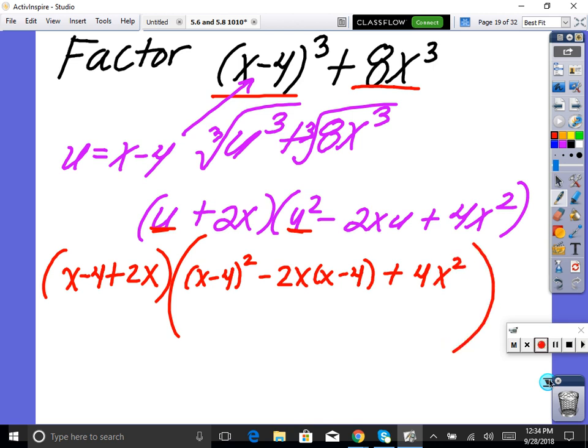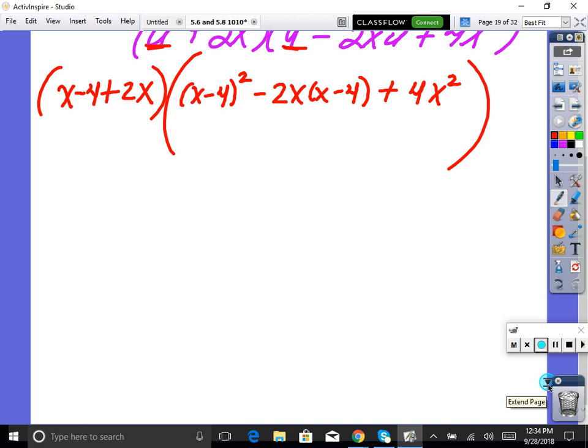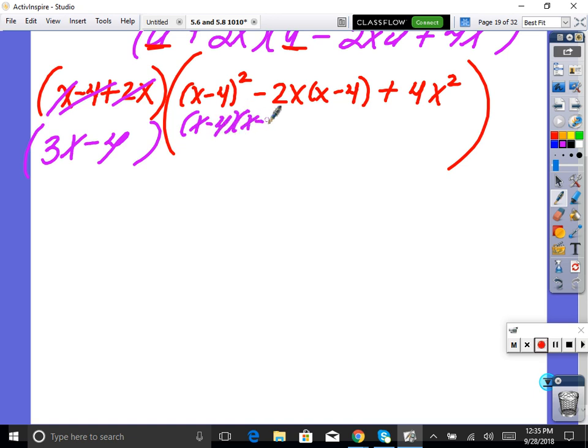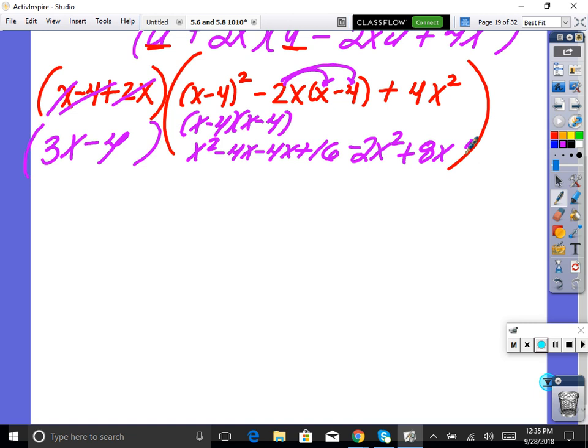Now we've just got to check, does this simplify? So combine like terms inside. 2x and 1x is 3x, minus 4. We've just simplified that. Now we've got to multiply this out. So x minus 4 times x minus 4 would be x squared minus 8x plus 16. Then I would distribute this here and here, giving me minus 2x squared plus 8x. Then we still have plus 4x squared, so combine like terms inside.